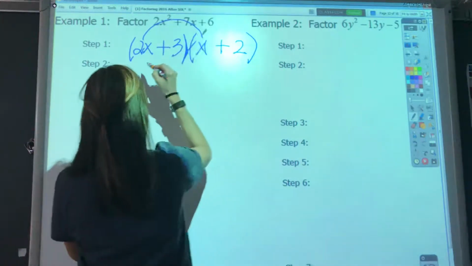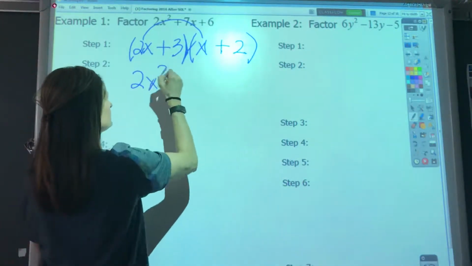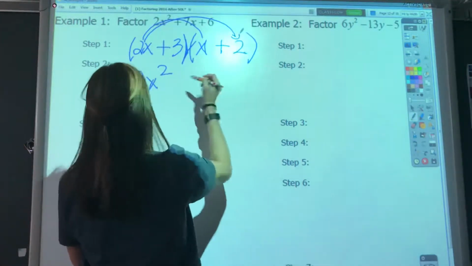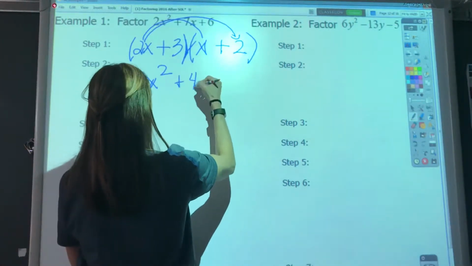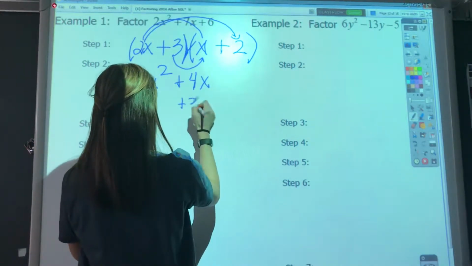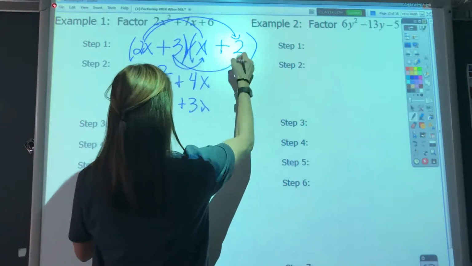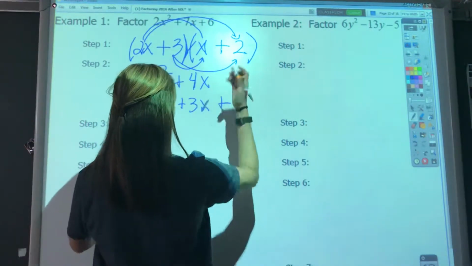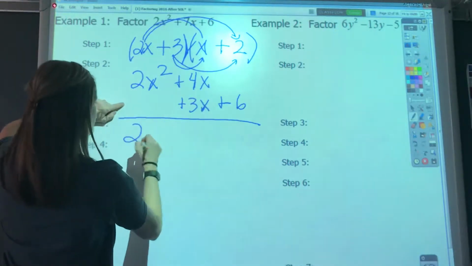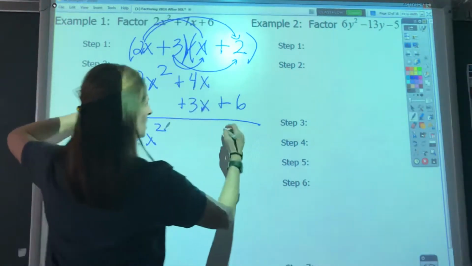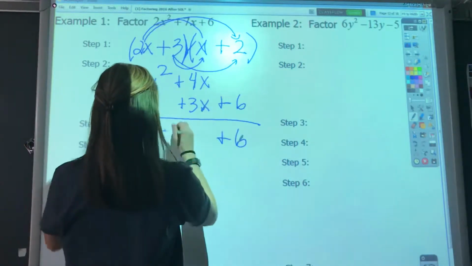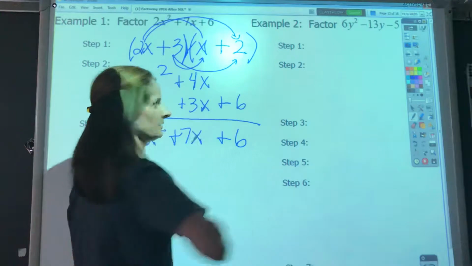2x times x, 2x squared. We already knew that. 2x times 2 is plus 4x. 3 times x, 3x, 3 times 2. This board is really causing me issues today. Well, now we've got our 2x squared, which we already knew we had. We've got our plus 6, which we knew we had. And we've got our 4x plus 3x with our 7x right there.